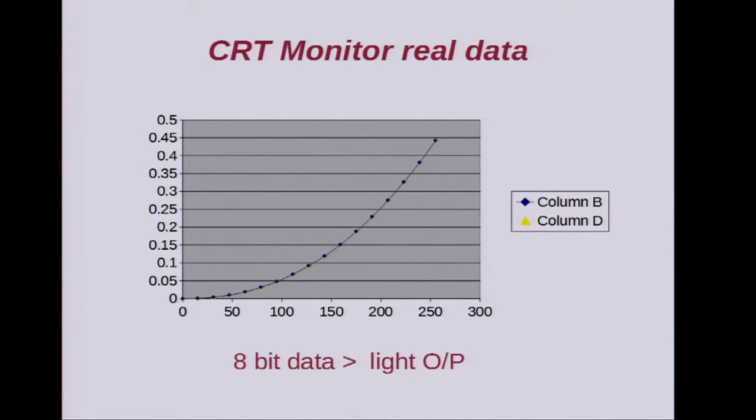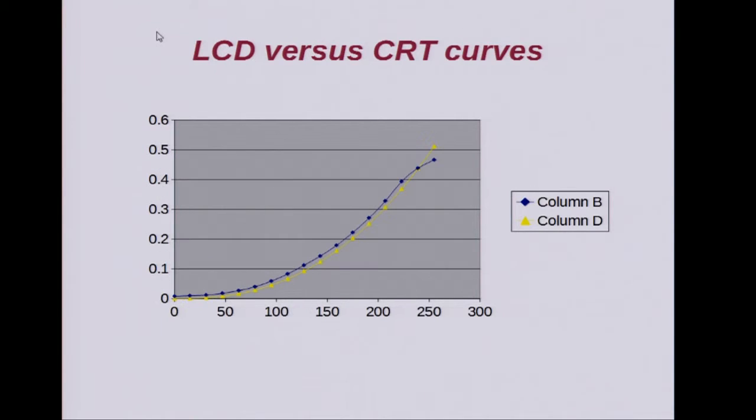So there's a monitor. I took a monitor and I plotted it. These are real values, plotted the monitor, and it looks just like the textbooks say. It looks like a monitor curve. And there's an LCD plotted against a CRT monitor. So that one wasn't too bad. That one's had some corrections applied, obviously.